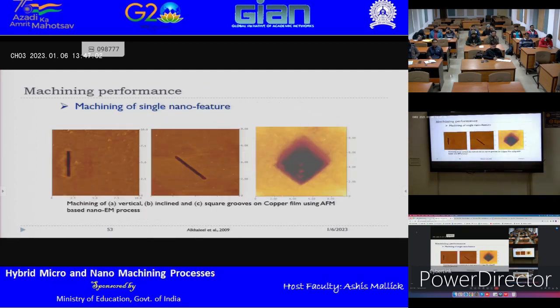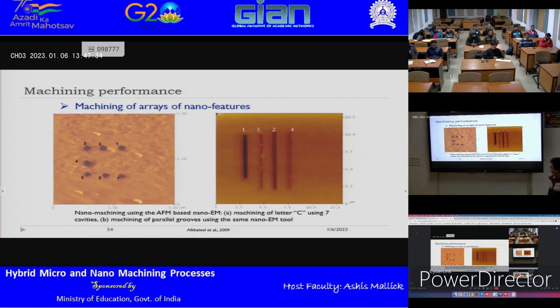Okay, so here it shows the AFM tip was also used for scanning. That's the good thing about AFM and STM, because they can do some scanning also. Here you can see vertical, inclined, and square grooves that were machined on copper film using the AFM-based nano electromachining process. All those are non-contact processes. Remember, the tool is not contacting the workpiece. Then they did something very similar to what we did, machining arrays of holes to get some features, and also some slots, using the nano EM process.